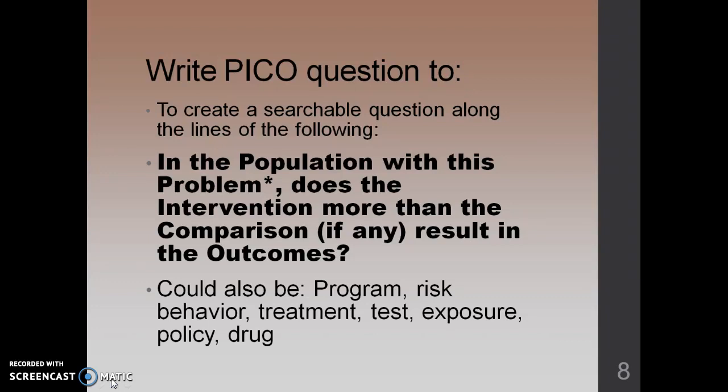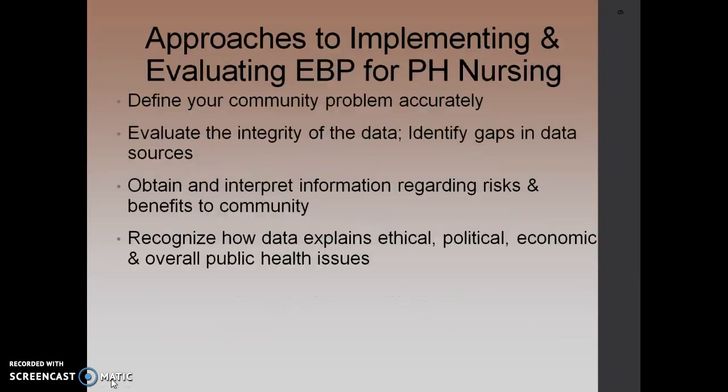In another example, we could say in men who own farms and work with pesticides, does the use of personal protective equipment more than regular farm clothing decrease pesticide poisoning? So the question would be, should we be giving farmers and telling them they should be wearing protective equipment so that they decrease their risk for poisoning? So in that case, in this PICO question, the exposure is the problem, where that asterisk is. So that could be a question about exposure.